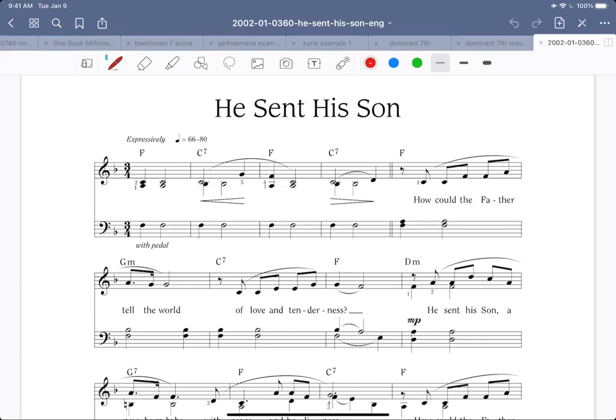Glad you're here. By request, this week we're going to look at the primary song, He Sent His Son. This is a great favorite, which I'm sure you're familiar with, and so we're gonna pick it apart, see how it was put together, so that you can learn some tricks of the trade to write your next primary song.